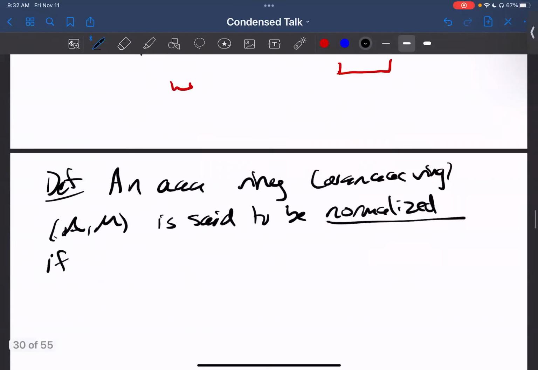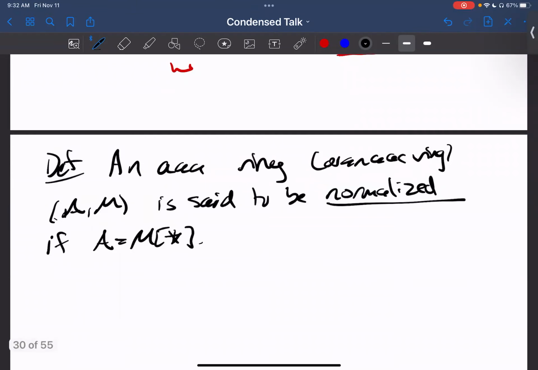If A is equal to M of a point. So whenever we don't have this, we can always correct without really changing the module category to making A equal to M of a point. So normalized just sort of says this is canonical.